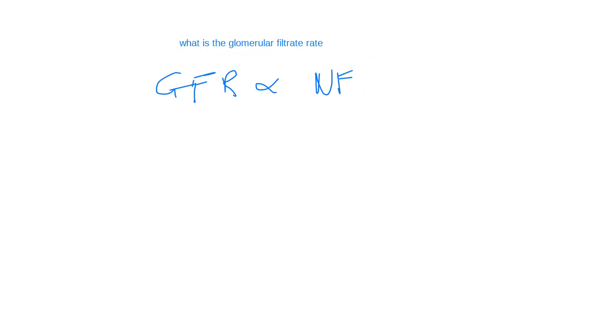Net filtration pressure. If the net filtration pressure is zero, you can't do any filtration. But if your net filtration pressure is higher, you're going to have a higher rate of filtration. Okay, does that make sense? So the glomerular filtration depends on the net filtration pressure. If the net filtration pressure increases, you're going to produce more filtration. If the net filtration pressure goes down, the filtration rate goes down. Okay, it depends on that.